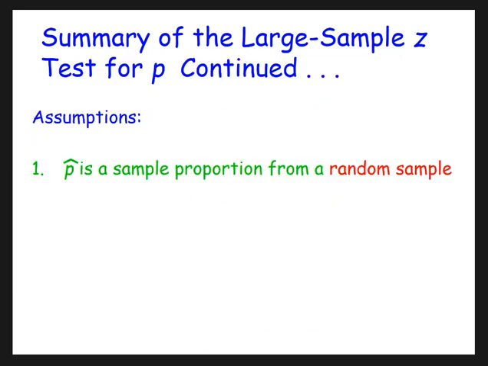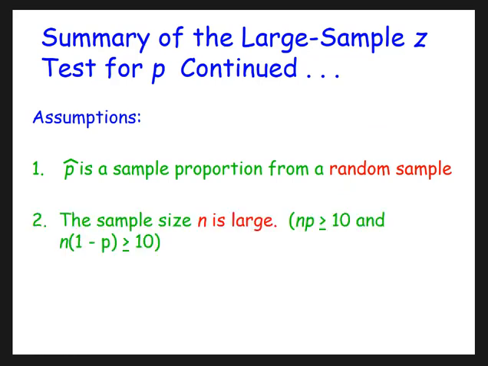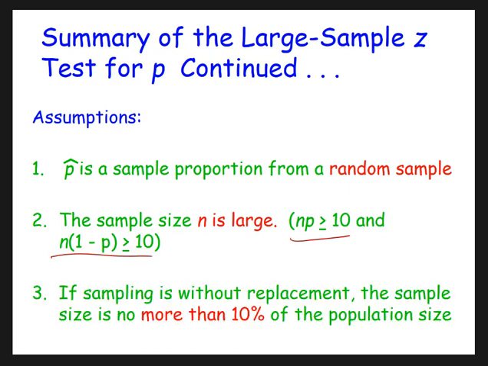So p hat is our sample proportion from a random sample. Another assumption that we have to make for this test to work is that n is sufficiently large. In other words, n times p is greater than or equal to 10, n times 1 minus p is greater than or equal to 10.